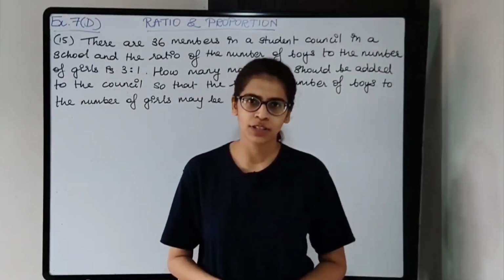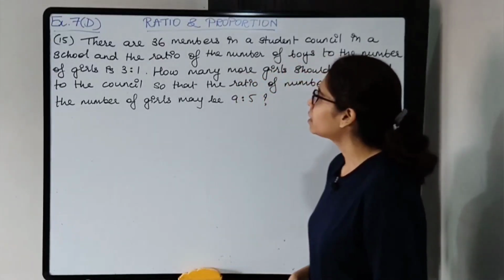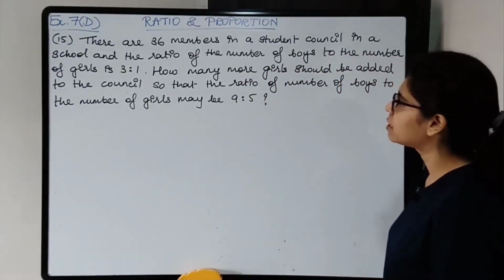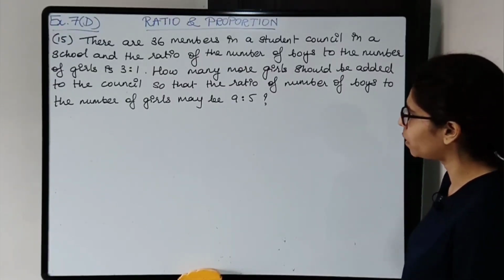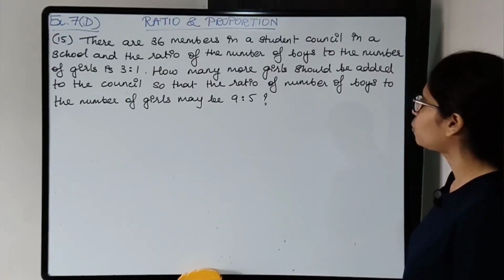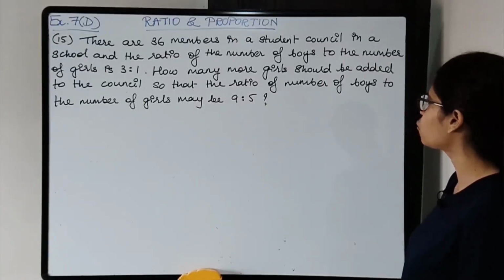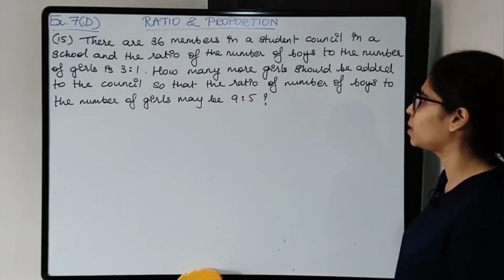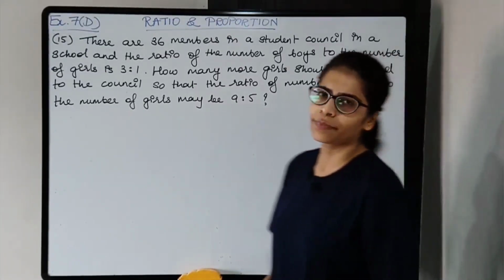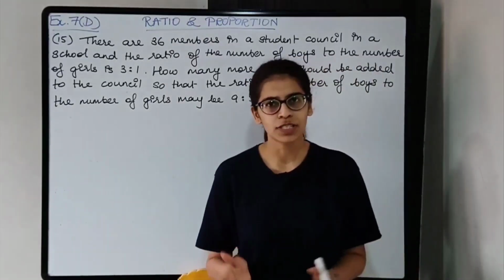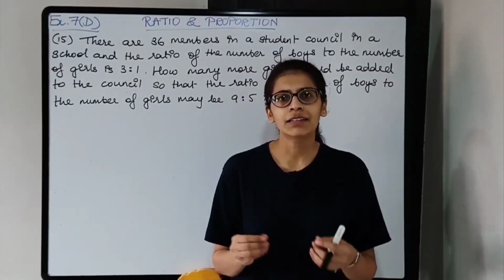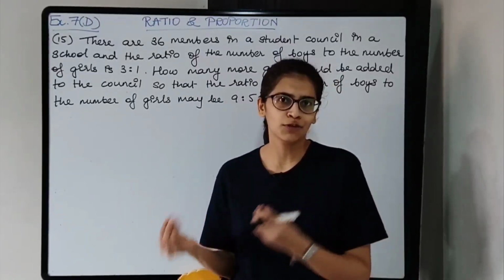Next question, question number 15. There are 36 members in a student council in a school and the ratio of the number of boys to the number of girls is 3:1. How many more girls should be added to the council so that the ratio of number of boys to the number of girls may be 9:5? Very easy question. There is a council, and there are certain number of boys, certain number of girls.